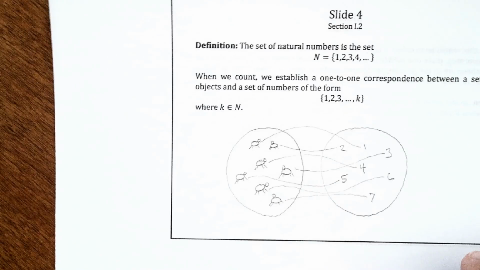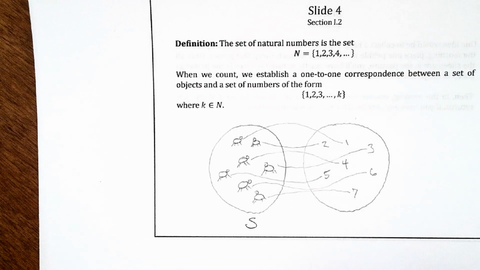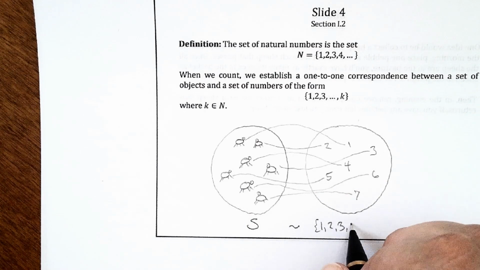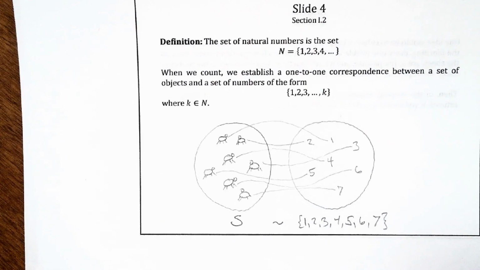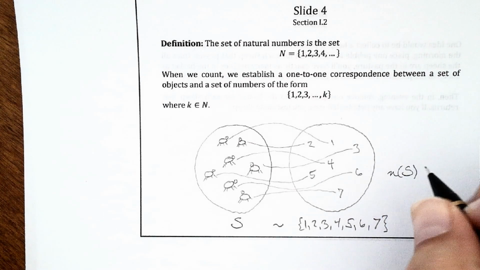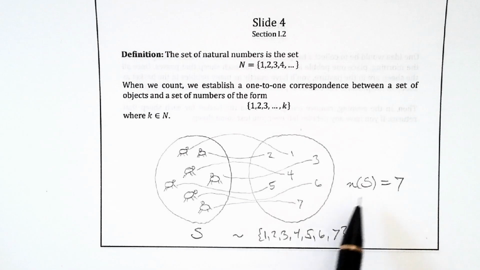So for example, in our herd of sheep, let's call this set S for sheep. And then we showed that S was equivalent to the set of numbers 1, 2, 3, 4, 5, 6, and 7. So that means that 7 is the k, so to speak, and therefore the cardinality of S is equal to 7. So we don't say that S is 7. It's not. S is a bunch of sheep. S is not 7. Its cardinality is 7. And we write the cardinality like that. The number of sheep is 7.